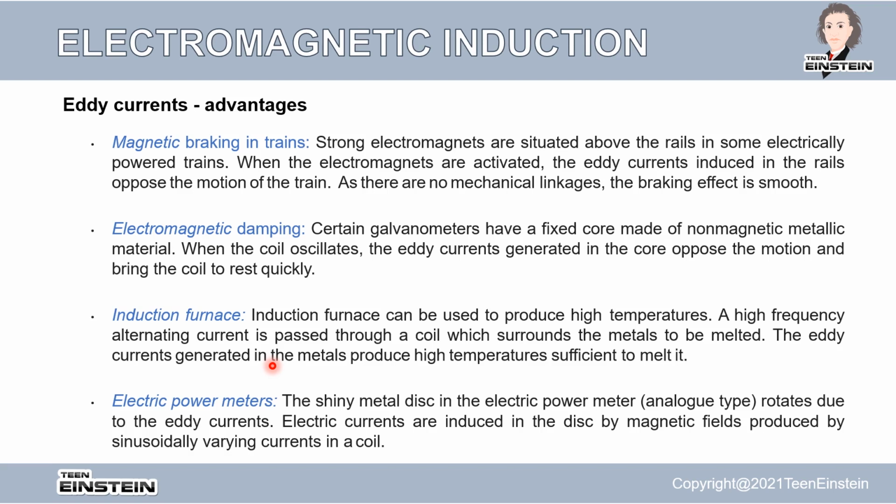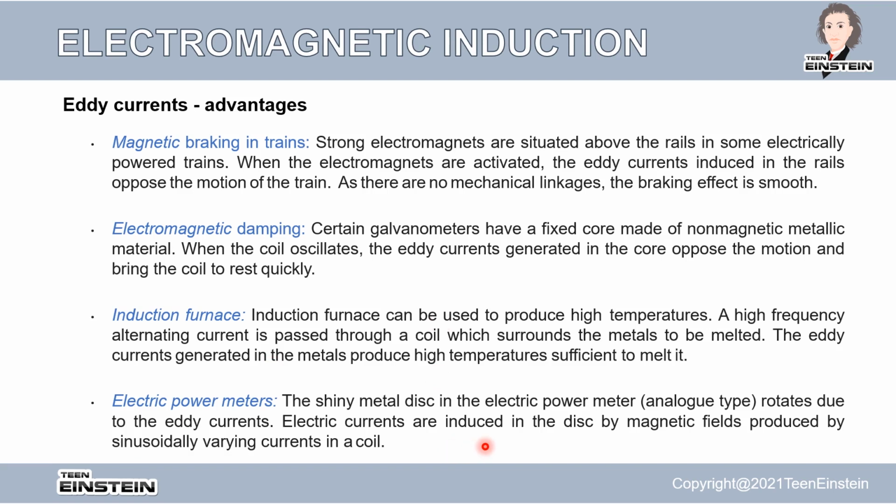So you have a metal and you have some coils around it, and there are eddy currents produced in the metal because of the change in magnetic field produced by the coils. And now these eddy currents are producing very high heat and the metal melts on its own. Okay. And electric power meters. The shiny metal disc in the electric power meter rotates due to the eddy current.